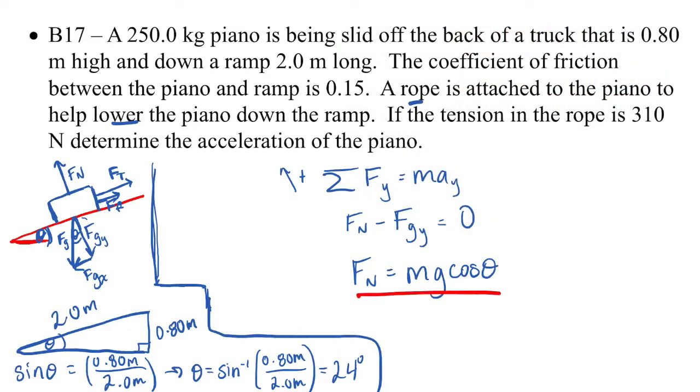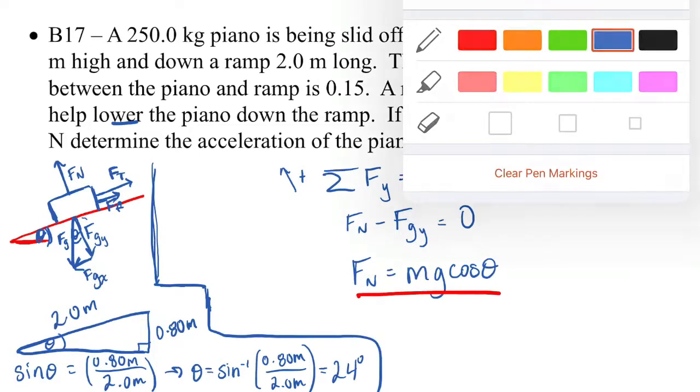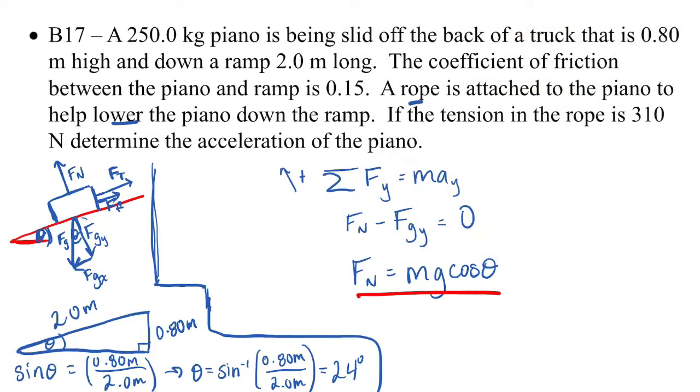Okay, do I always still need to see this step? Absolutely. Okay, because you know what? People forget to do this step and then they just say that Fn is equal to mg and they're completely wrong. Okay, we're going to go over to the x direction.